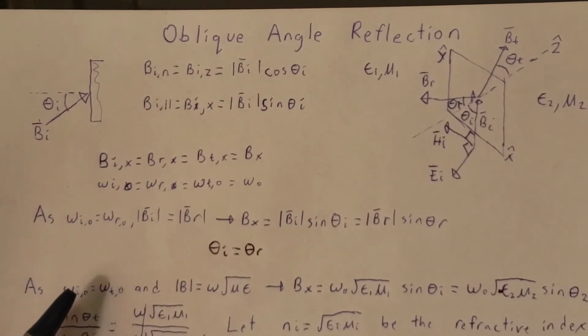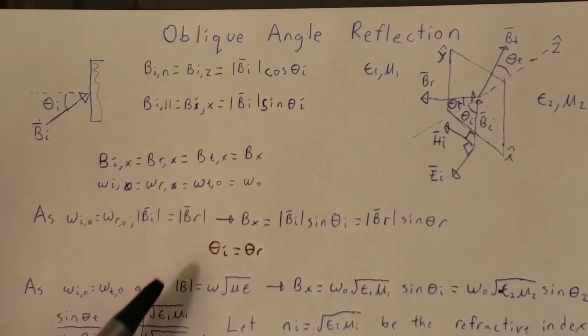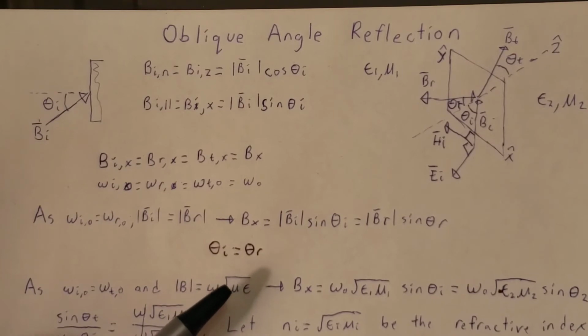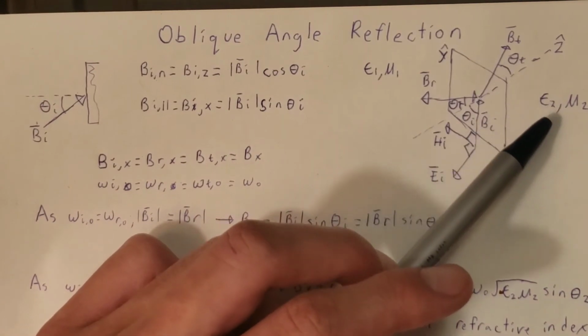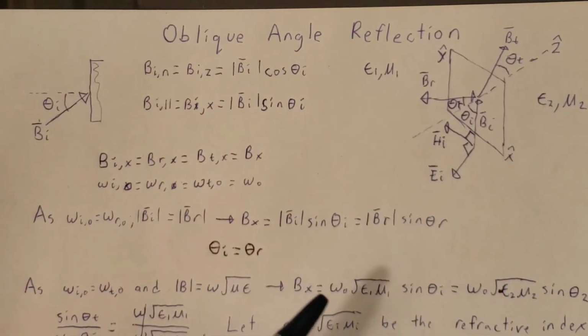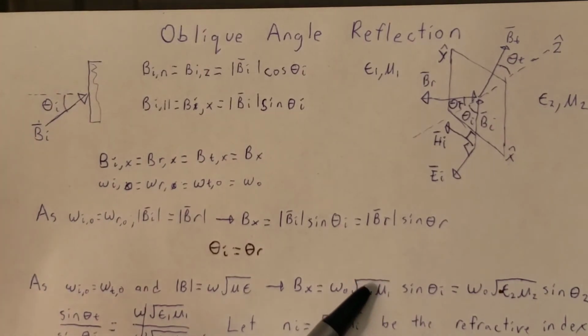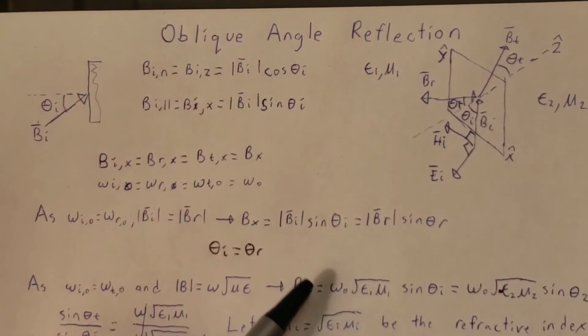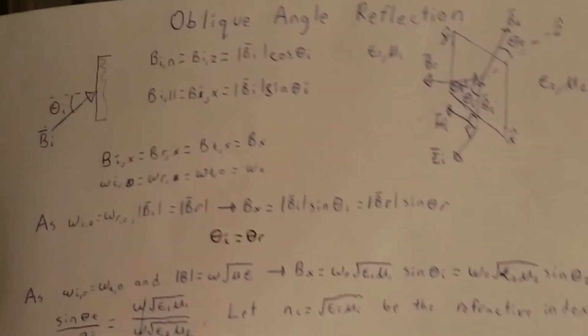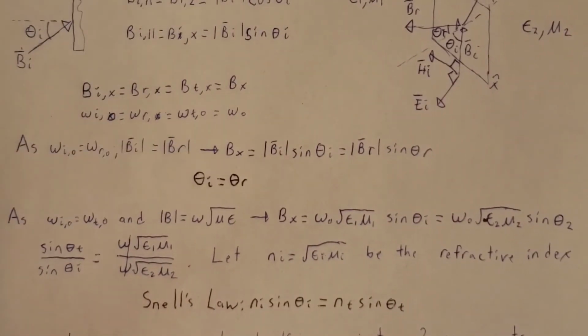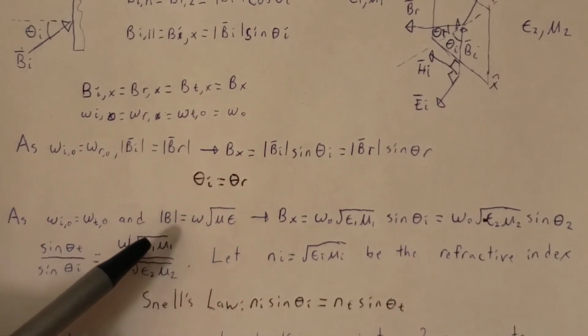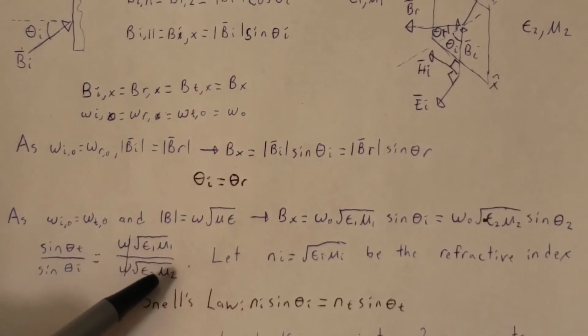Also, we see that the frequency of the incident wave is equal to the frequency of the transmitted wave, but for the wave number, there is dependency on the permittivity and the permeability, and as the transmitted wave is in a new medium, we have a dependency of the permittivity and permeability for bx, which leads us to the equation sine theta t over sine theta i is equal to the square root of epsilon 1 mu 1 over the square root of epsilon 2 mu 2.